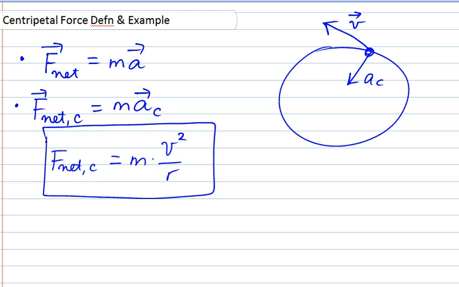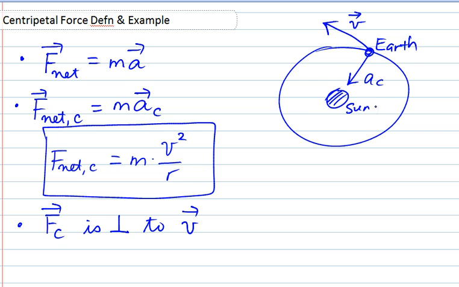And before we look at an example, here's a couple things to keep in mind. First of all, this centripetal force is perpendicular to the velocity. Okay? In other words, if you think about gravity, the Earth going around the Sun, if this is the Earth right here, and we have the Sun in the middle, the angle between the way the Earth is moving and the force is always 90 degrees. And so the force goes the same direction as the centripetal acceleration.